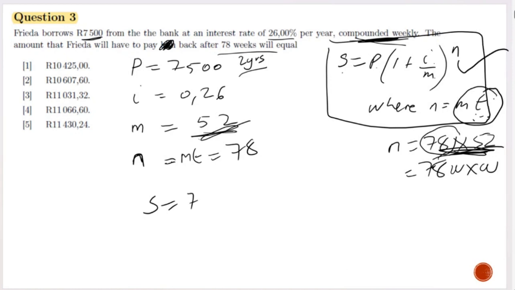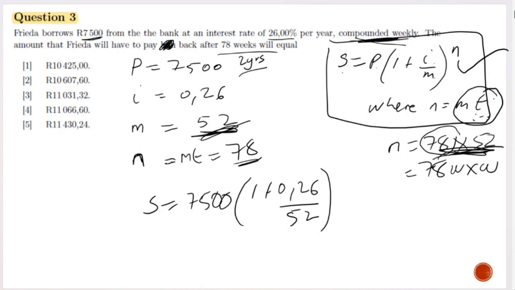Our S is going to be 7,500 into 1 plus our interest rate, which is 0.26, and then the number of compounding periods is 52 weeks. So you've got 52, and then we already have 78 weeks. So now we've got 78. So everything is in weeks. Our interest has been converted here into weeks by dividing by 52. This one has already been given to us in weeks. So we don't need to be converting anything. So our answer there is going to be 11,066.16.